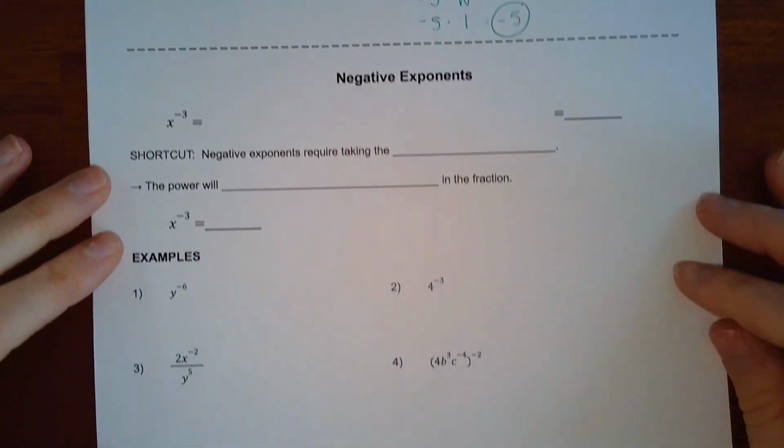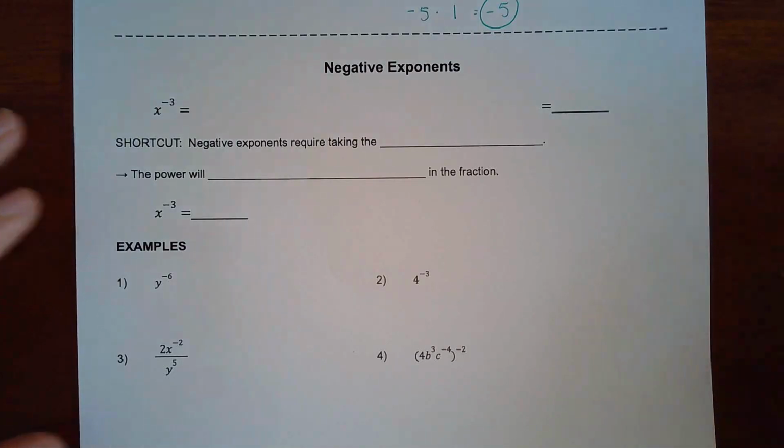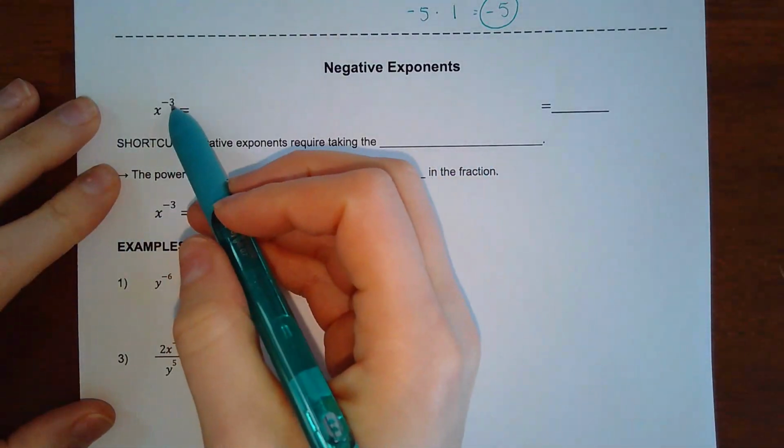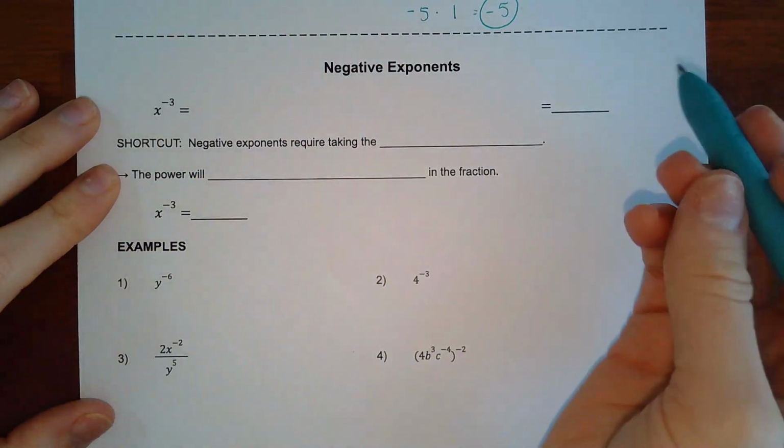All right, our last property is negative exponents. And I think out of the 5 properties, negative exponents are probably the trickiest to understand. So to understand how a negative exponent works, we're going to use division to help us figure that out. Now, here we have x to the negative 3 power.